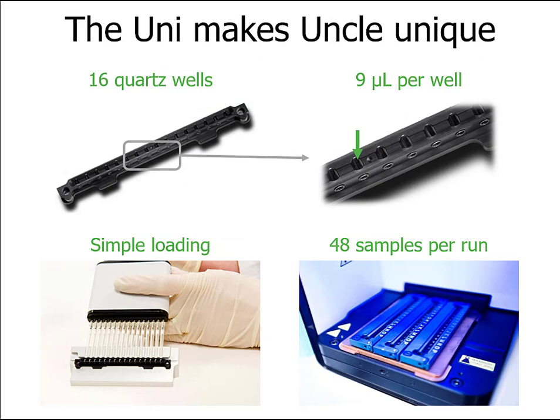Now allow me to introduce one of the key features of the Uncle, which is the Uni sample holder. The Uni is composed of an array of 16 quartz cuvettes that are easily loaded with a pipette. The high-grade quartz gets us great optical sensitivity for fluorescence and light scattering data, and the frame is an anodized aluminum that provides efficient heat transfer. The 16 samples are loaded into the Uni and then are sealed in a blue frame with a silicone seal, so you know that evaporation won't be a problem during a heat ramp.